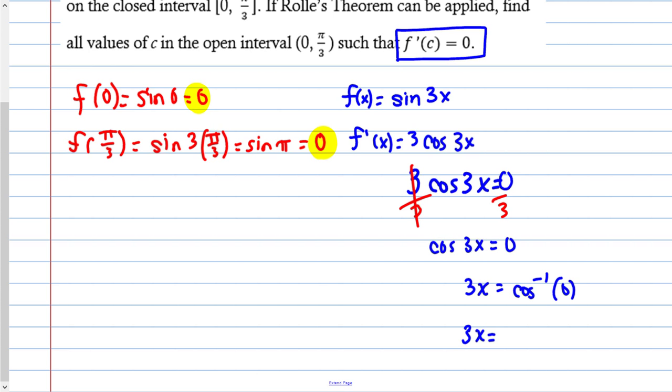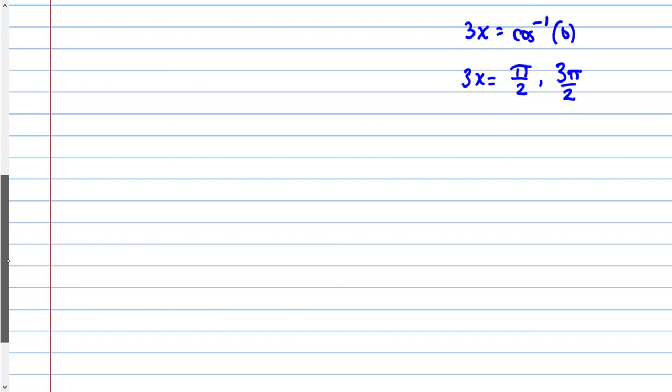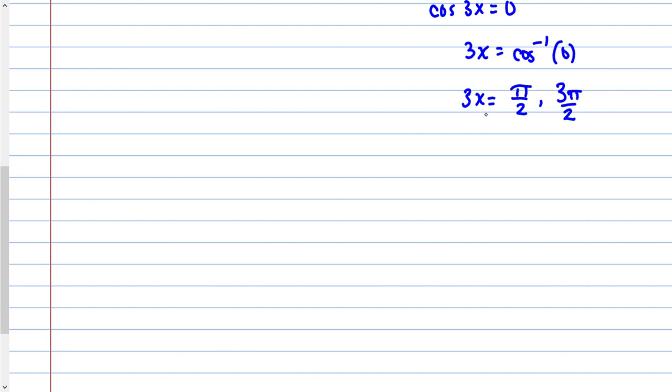So let's see. I know that at pi over 2, it's 0. And at 3 pi over 2. And there's no other places. Okay. So let's see. Divide by 3 because of the 3x. Oops, too far. So divide by 3. Right? Divide this by 3, divide this by 3.